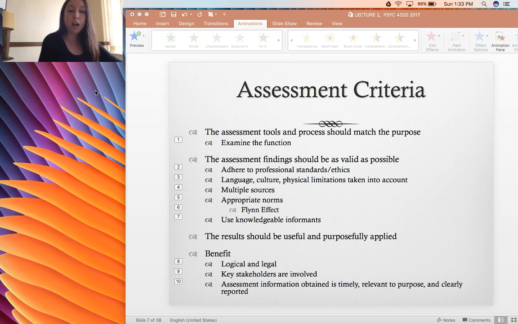And make sure you use knowledgeable informants, people who really understand the individual and can give you good information. The results should be useful and purposefully applied. They shouldn't do any harm to the individual. They should help make life better for the person, so again, there's benefit. They need to be logical and legal. All the key stakeholders involved in the person's life should be included: family members, work, and the person themselves. And make sure the assessment information is timely. The assessment should be done in a timely fashion, be relevant, and be clearly reported to the individual and to their family.